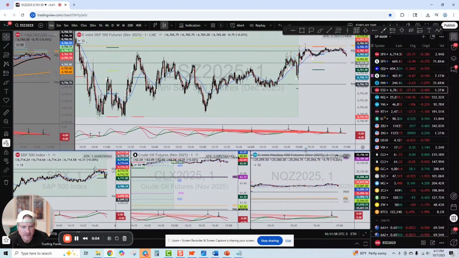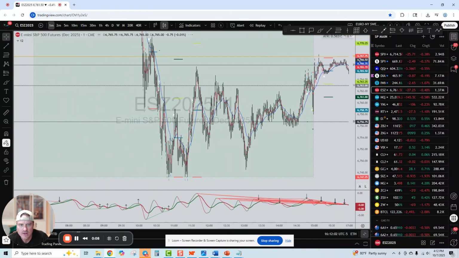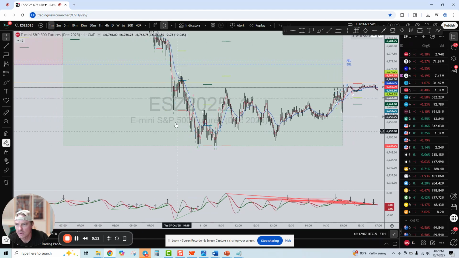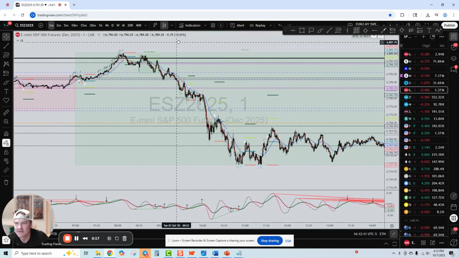Let's take a look at today's trading action for Tuesday, October 7th, 2025 using our key levels. So let's drag this over here. Let's take a look over at the S&P to start the day. I'm talking in Central Time.